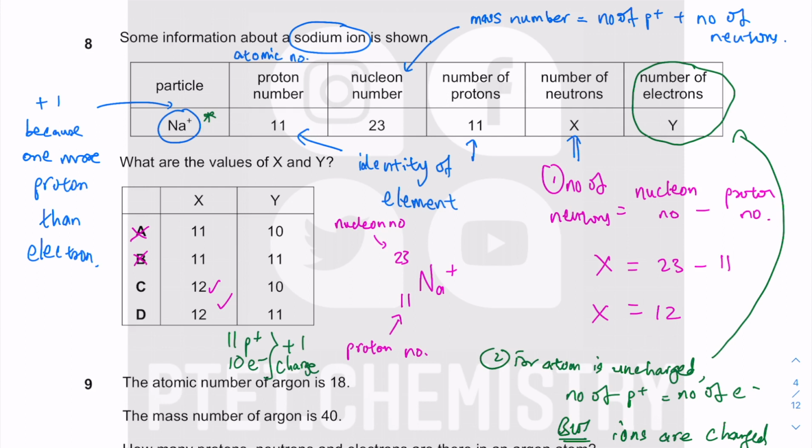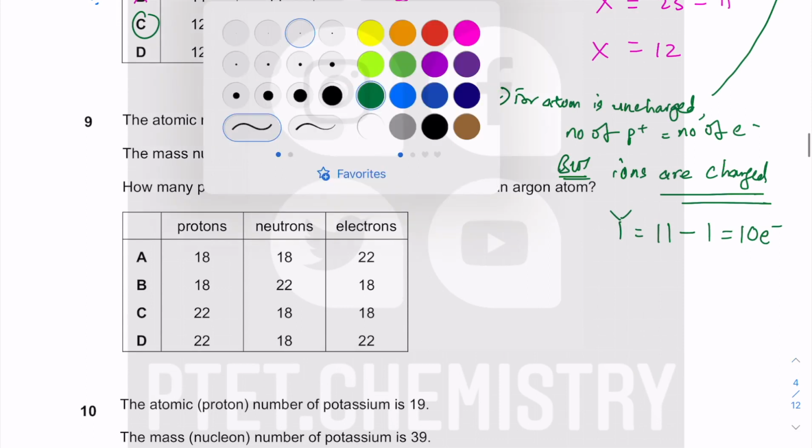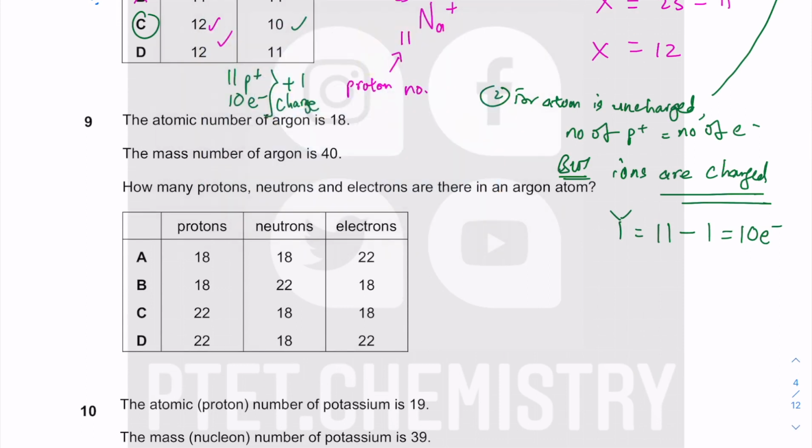So Y is going to be 11 protons minus 1. You will have 10 electrons. 11 protons, 10 electrons. So you're going to have 10. The answer is C there. Question 9. Question 9 is more straightforward.